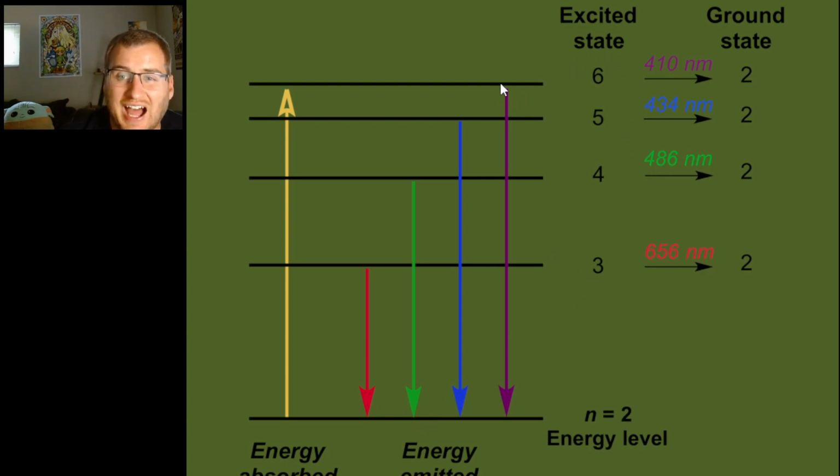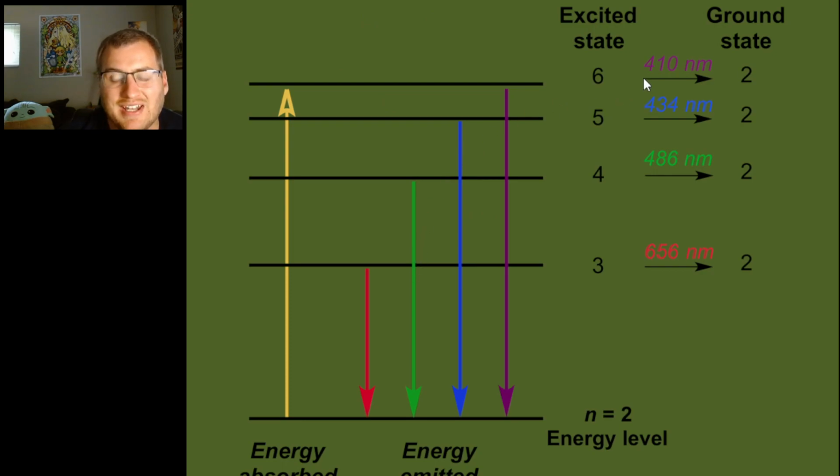You notice the highest energy drop from level 6 to level 2 is purple light. Purple light actually has more energy than red light or any of the other colors of light. Red light is actually the weakest color of light, and that's why this drop from 3 to 2 has a piece of red light. You're not dropping as far, you're not losing as much energy, and therefore you can use a lower energy photon to emit to do that.